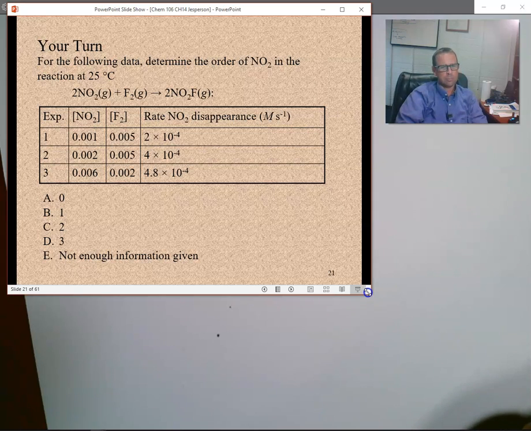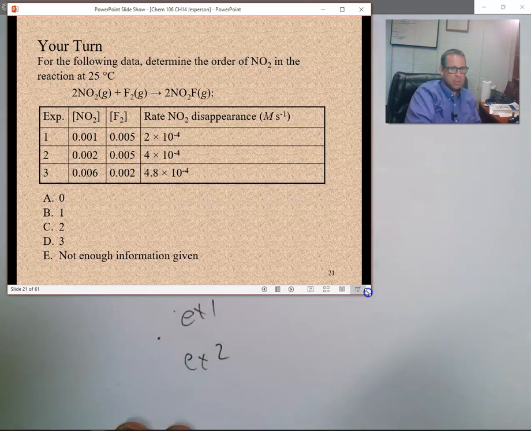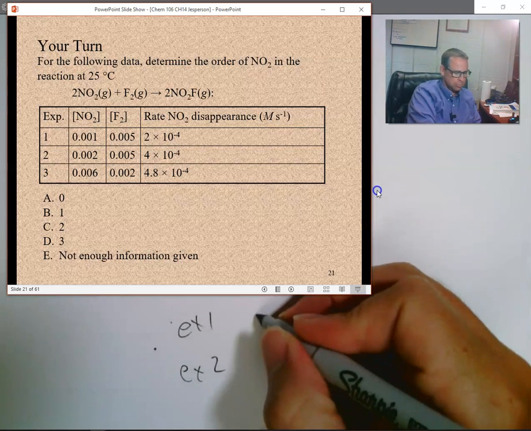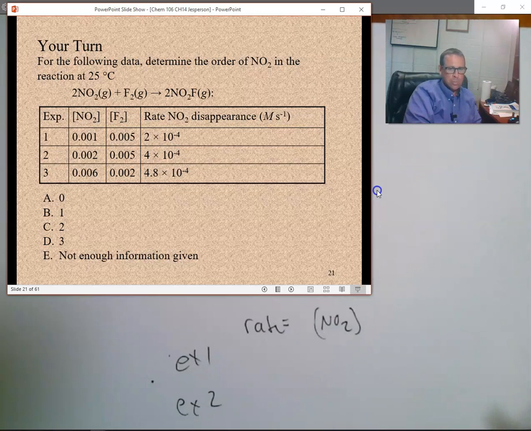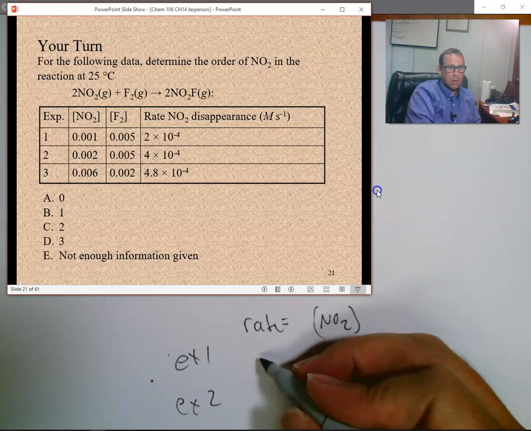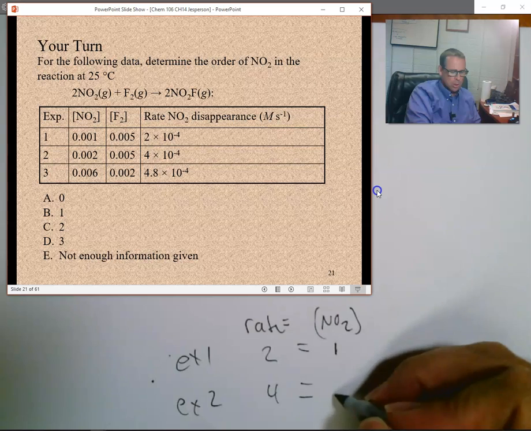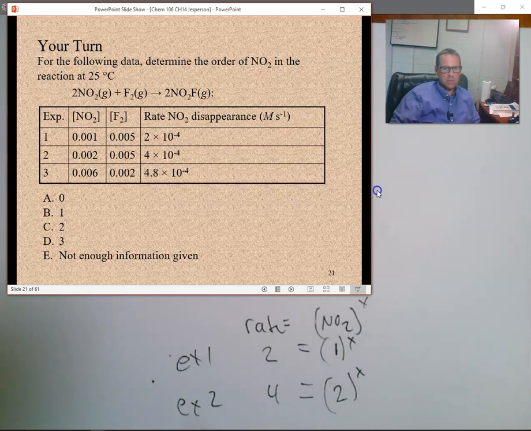Sorry, can I write it down? Sure. Experiment 1. Experiment 2. What are you writing down? So I simplified it to make NO2 1 for the first experiment and 2 for the second. And then I had it equal 2 to 1. Oh, you did it the other way. Okay. The rate is 2 and the rate is 4. Like that? Yeah. Okay. And then the concentration of 1 and 2. Okay. Very good. And what we're after is that X, right? So what's it mean? Which one is it?